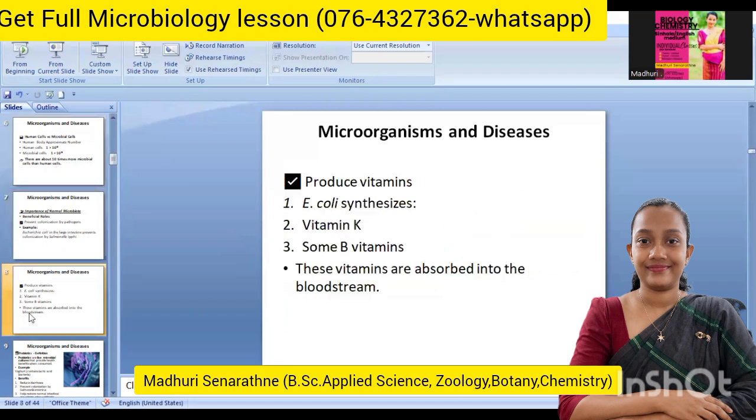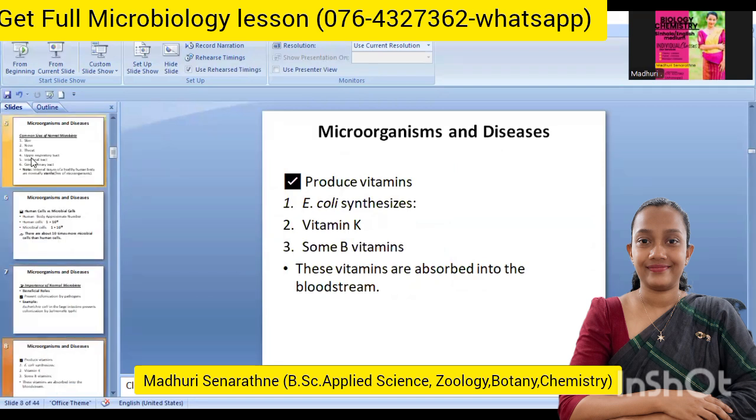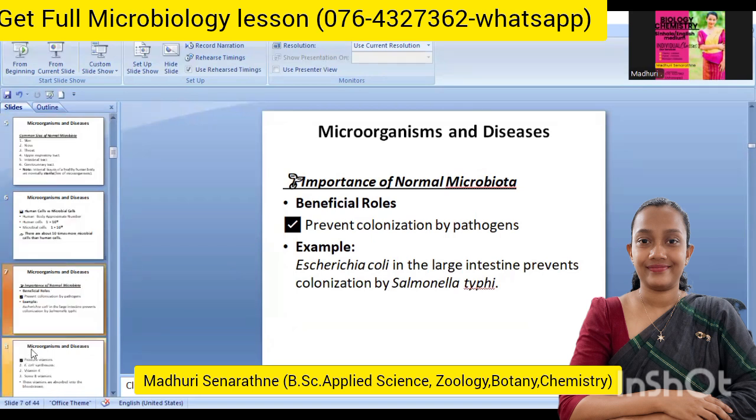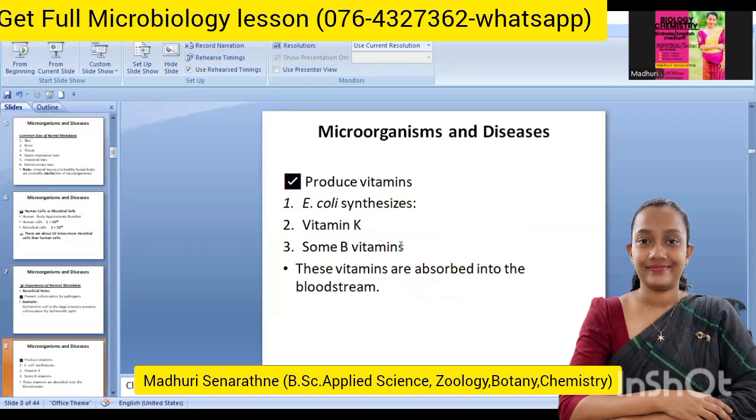Example, E. coli, Escherichia coli. A small population of E. coli in the large intestine can help prevent colonization by pathogenic bacteria such as Salmonella typhi. Then it synthesizes vitamin K and some B vitamins. These vitamins can be absorbed into the bloodstream and used by body cells. Can you understand?